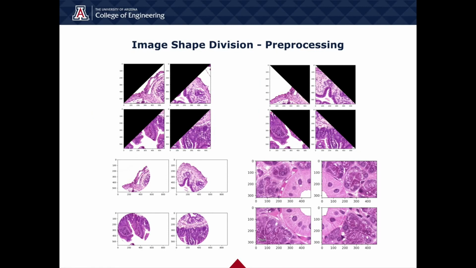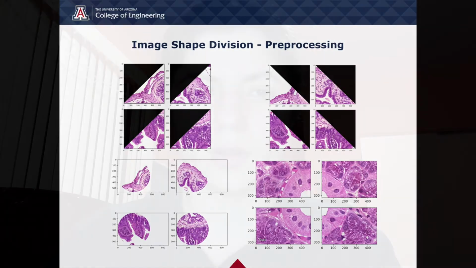The final step in the pre-processing algorithm divides the image into the user-specified grid size and shape, with several examples shown here. The image is then sent for feature extraction.